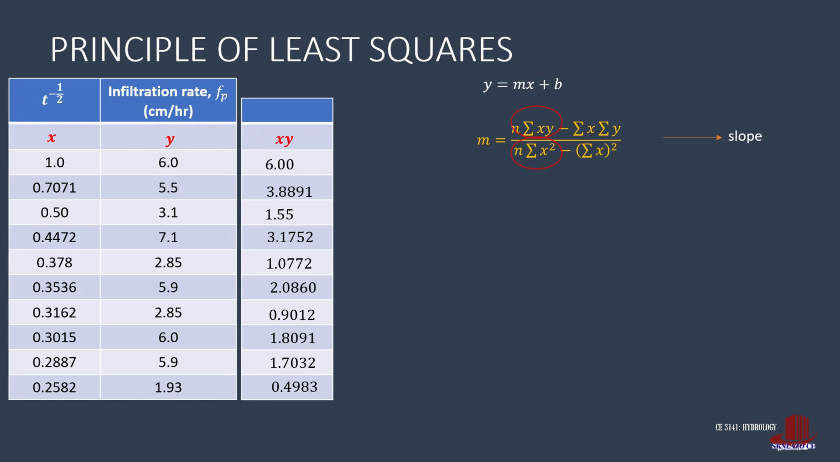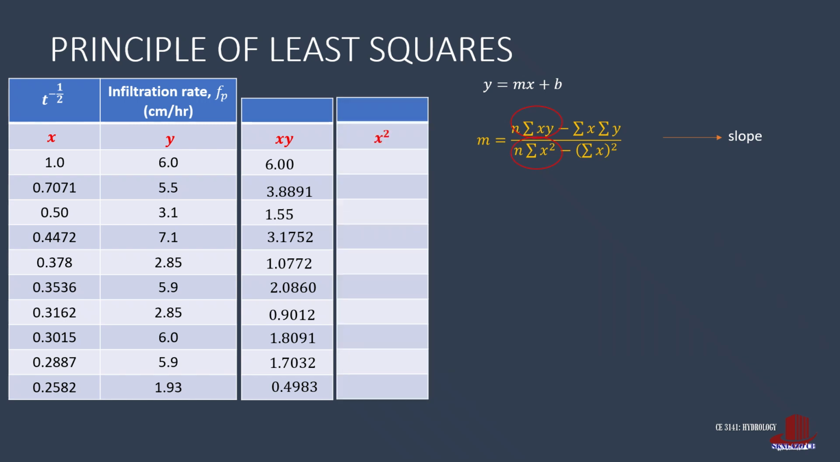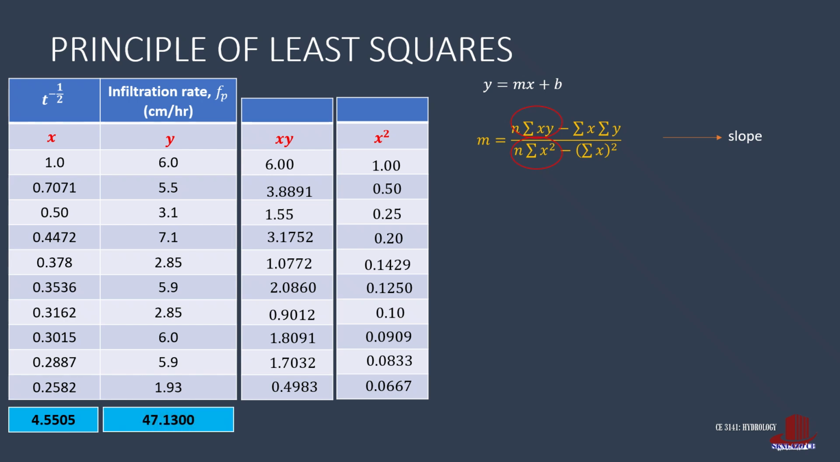Going back to the function, we also have to solve for the square of x. So add another column for x squared, and compute for the inputs from the square of 1, which is 1, to the square of 0.2582, and that is 0.0667. So take the summation of each column, where x has 4.5505. The summation of y is 47.13. That of xy is 22.6893. And the summation of x squared is 2.5588.